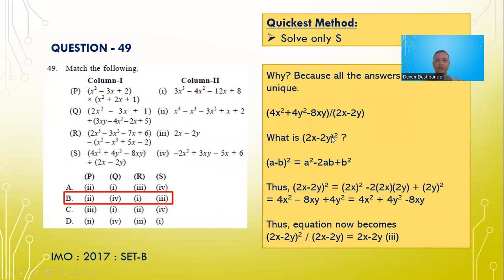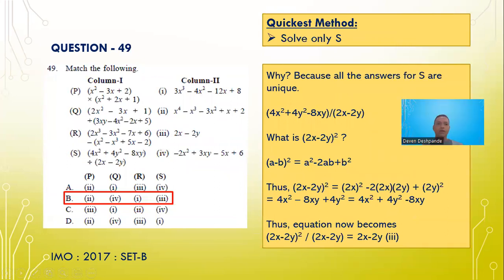Okay, question number 49. Match the following. You have to solve only for S. Why? Because for S, the answers are different. A here is 4, B is 3, C is 4, and D is 1. Answers are unique across A, B, C, D.